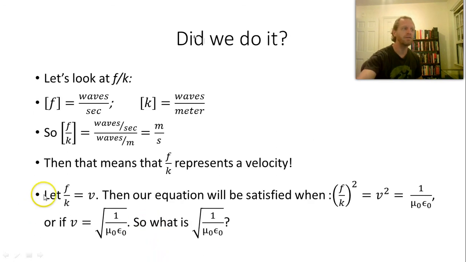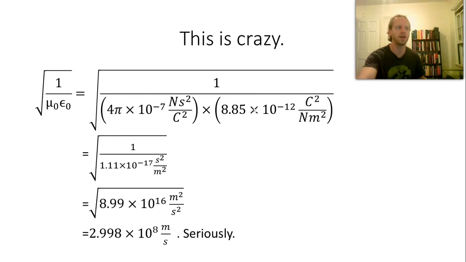We've said that if our ratio of F over K equals V, in other words, if the velocity of this magnetic field that we've created equals 1 over mu naught epsilon naught, then we're good. And it turns out the velocity that it has to equal is the speed of light. This is what this means. The only solutions to Maxwell's equations have the property that they propagate at the speed of light.